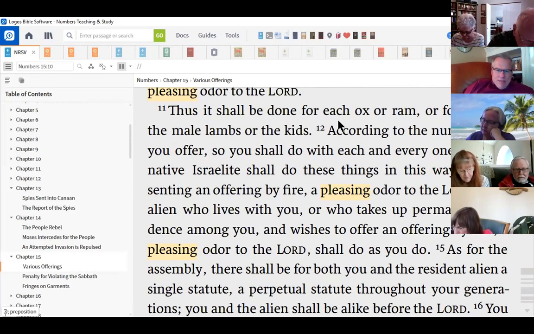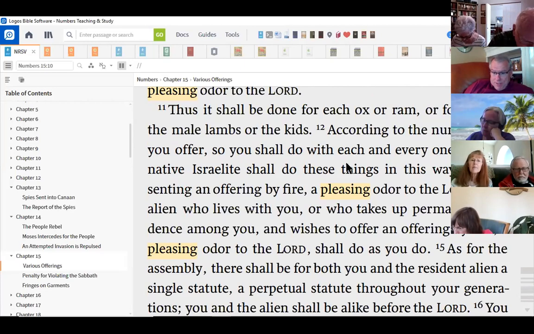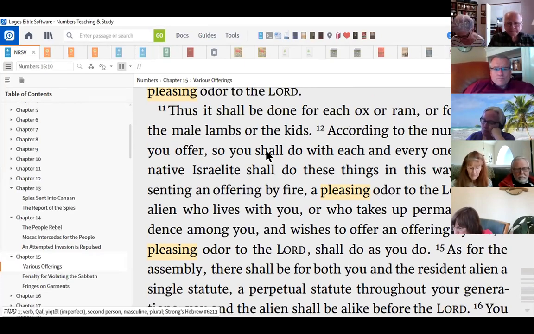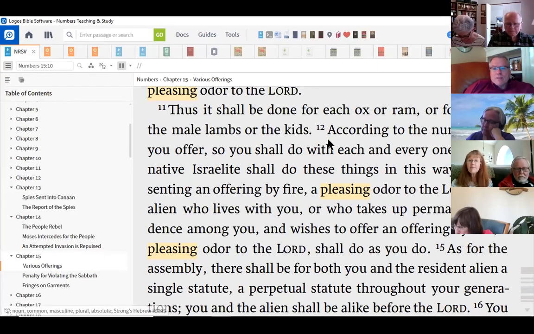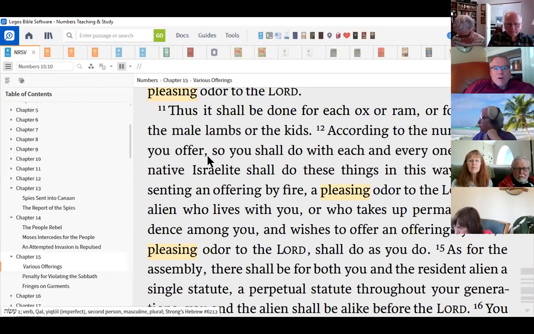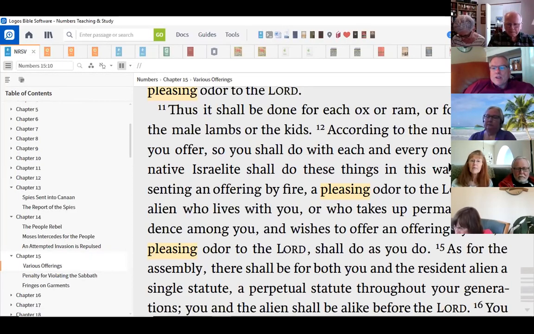Thus it shall be done, and we just get some more of the same. Thus it shall be done for each ox or ram, or for each of the male lambs or the kids, according to the number that you offer. So you shall do with each and every one.